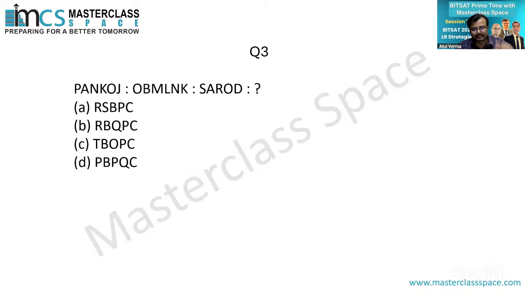So your options are shortlisted to A and B. And then A, which is at even place, so succeeding to it is B. So your answer is Bombay, RBQPC. Of course, you can verify it. But yes, this is the logic.